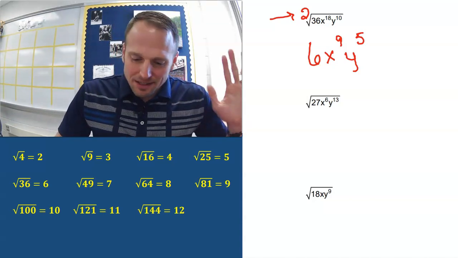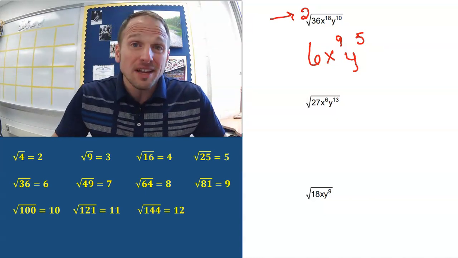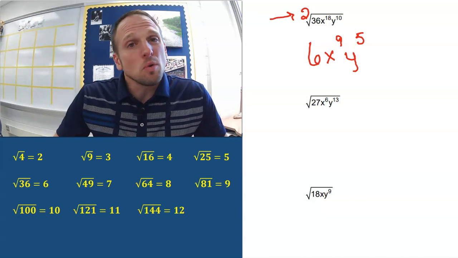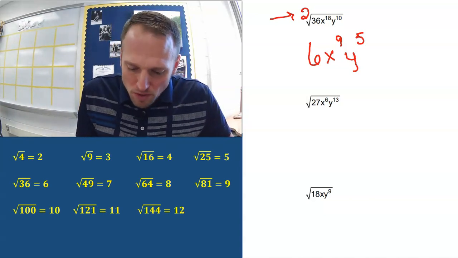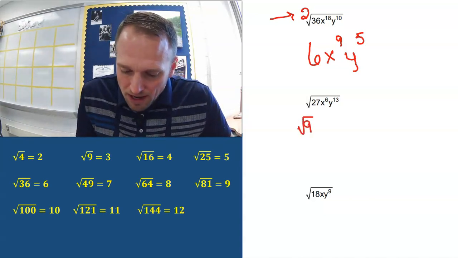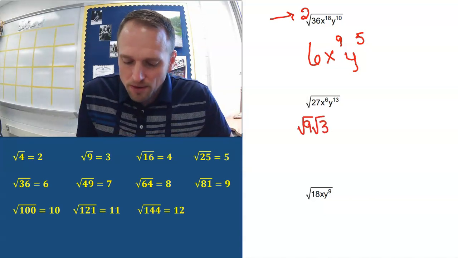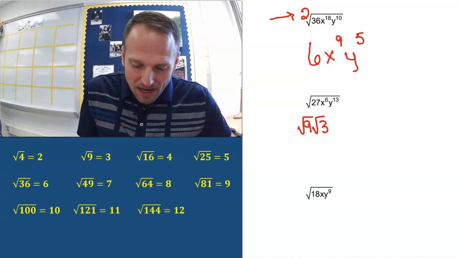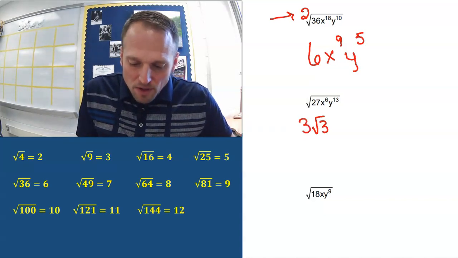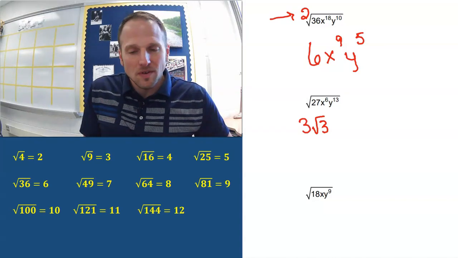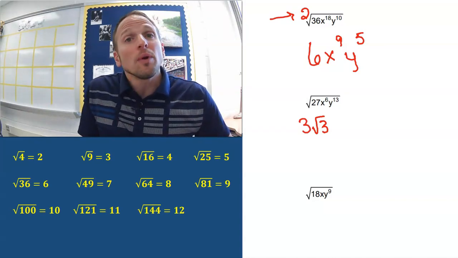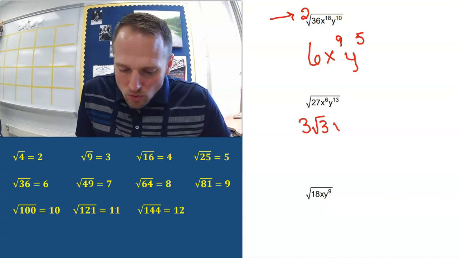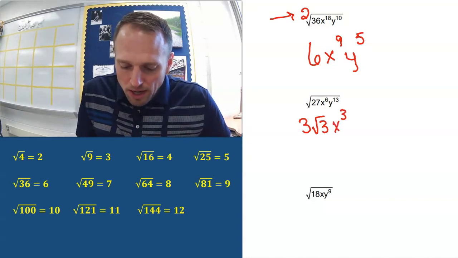Next one is going to get harder, okay? First thing, the 27. Square root of 27, I don't know. But remember how we can simplify this. Square root of 27 is just the square root of 9 times the square root of 3. And if I want to simplify that right now, I can. The square root of 9 is just 3. So we can say that the square root of 27 is 3 root 3. And then we have to divide the exponents, right? We have 6 divided by 2. That's going to be x to the 3rd power.